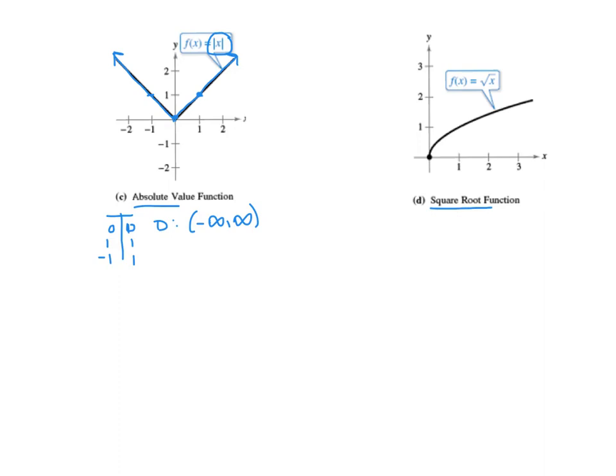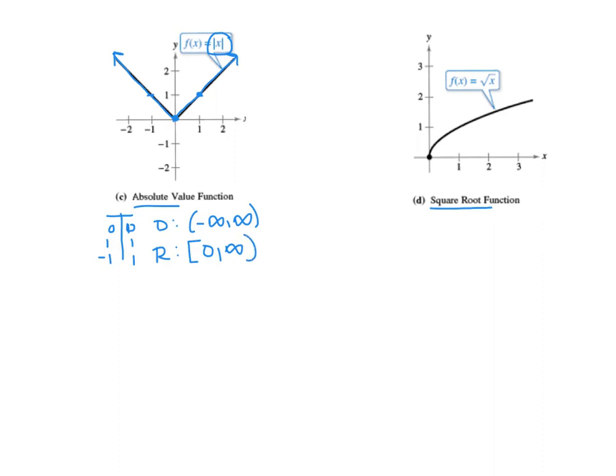But now look at the range. The range is going to be different. If we look at bottom to top, notice there isn't an arrow that points towards negative infinity. The smallest possible output is 0. And then as both arrows point up, they approach positive infinity.